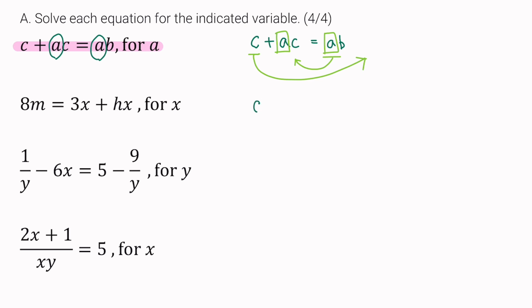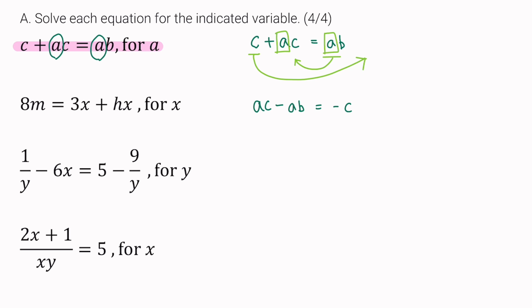So if I do that, I get AC minus AB is equal to negative C. Okay, so when you are crossing the equal sign and going to the opposite side of the equation, C becomes negative C and AB becomes negative AB. And that's what I wrote down right here, negative AB and negative C. And AC stays as AC.